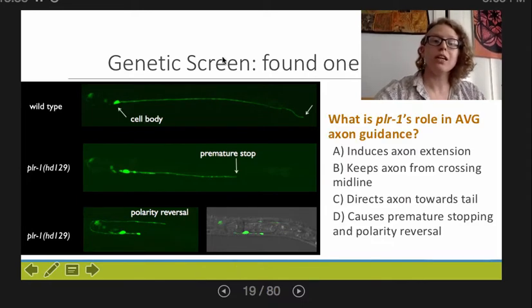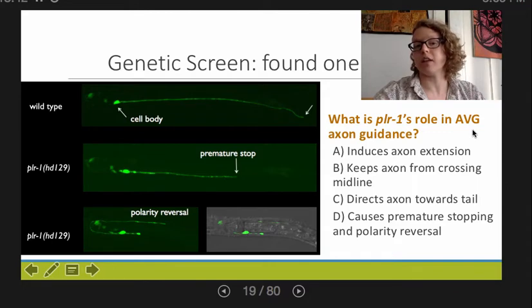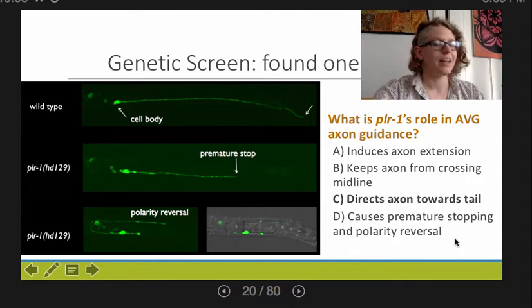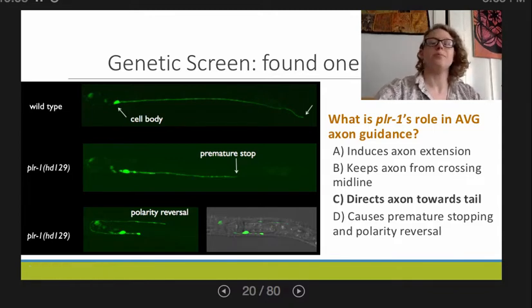So, when you look at this, what do you think PLR1's role in AVG axon guidance is? Does it induce axon extension? Keep axons from crossing the midline? Direct axons towards the tail? Or does it cause premature stopping and polarity reversal, and that's all we can see? So pause, think about it, come back, we're back. It directs the axon towards the tail.